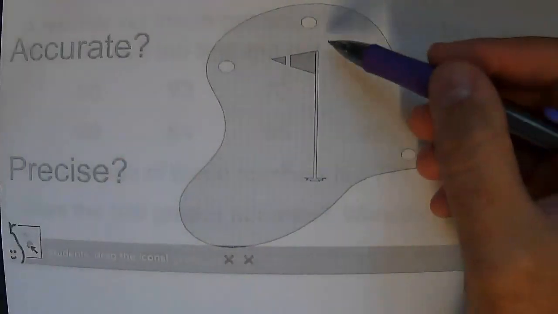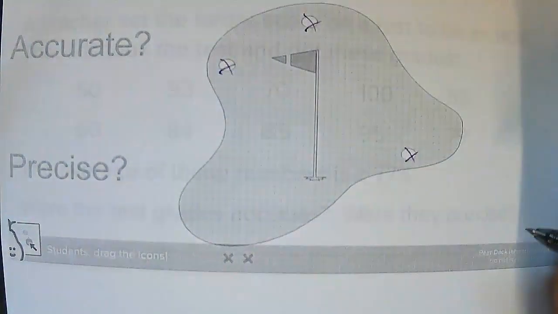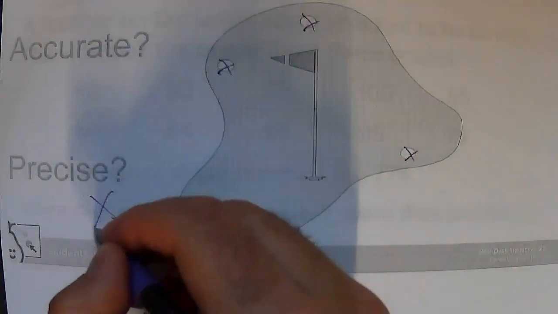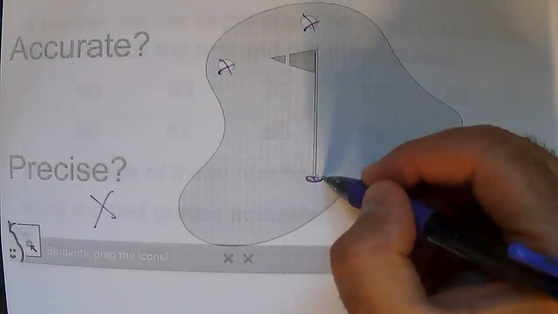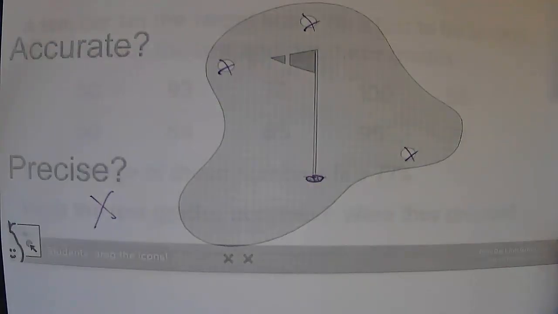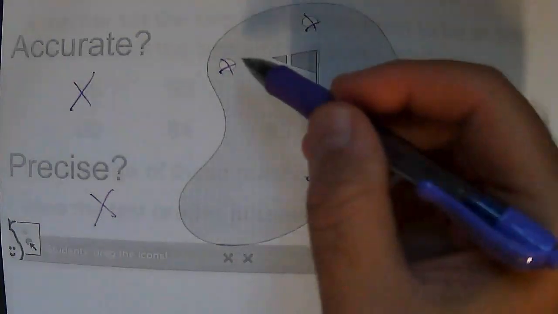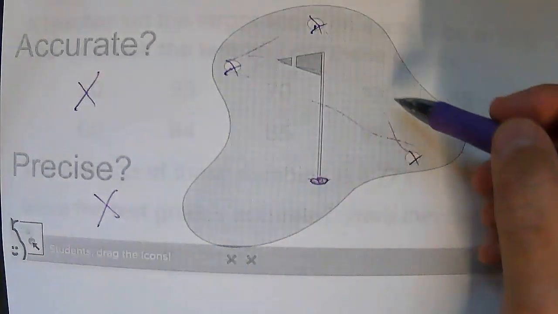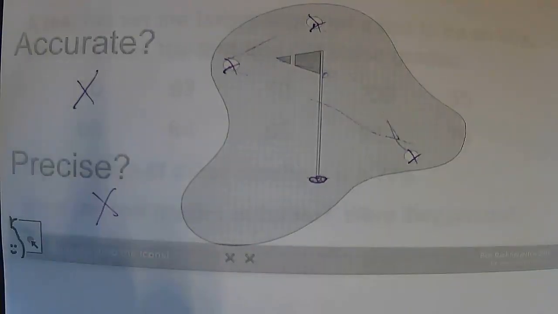Another situation here is the same green, but notice we have a golf ball over here. They are not grouped together. Okay? So they are not precise. And notice they are not close to the hole. Because they're not close to the hole, they are also not accurate. And if you were to average these out and draw the middle, the middle is nowhere near the hole either. So not accurate, not precise.